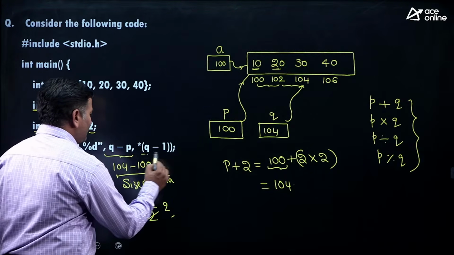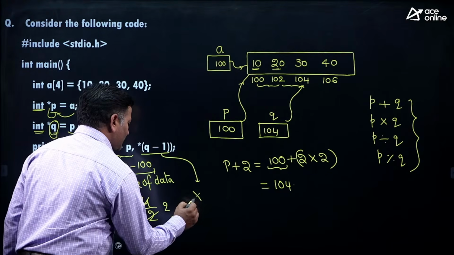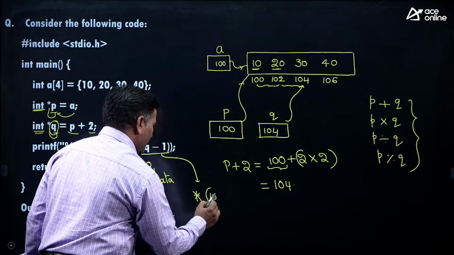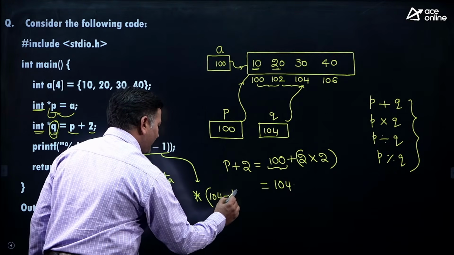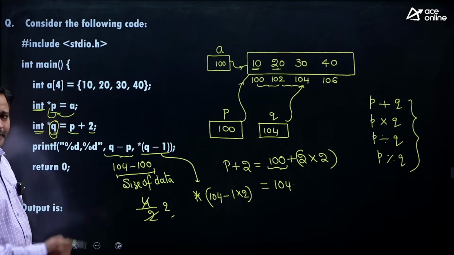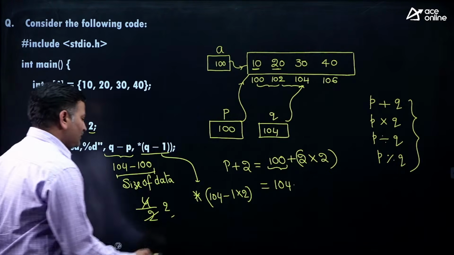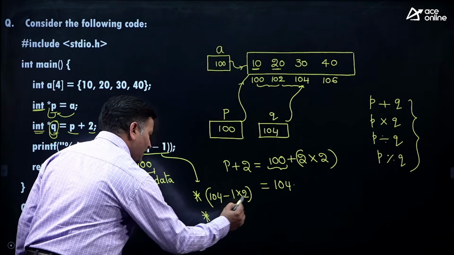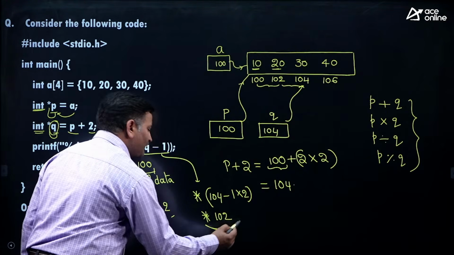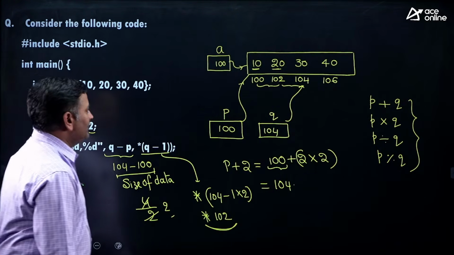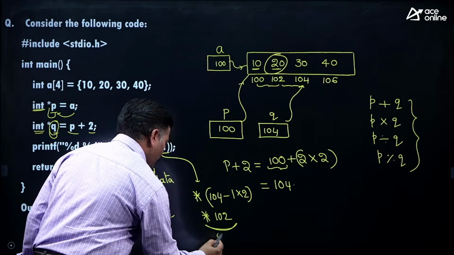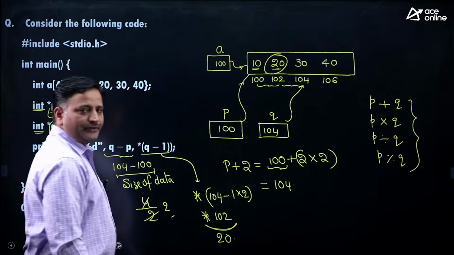Now they are asking star of q minus 1. So star of, what is q here? q indicates 104. 104 minus 1, again multiplied by the size of the data which it is pointing to. So that is nothing but star of 104 minus 2, that equals 102. It means you are taking the value at 102, friends. So what is the value at 102? That is nothing but 20. Therefore the output for this program is 2 comma 20.